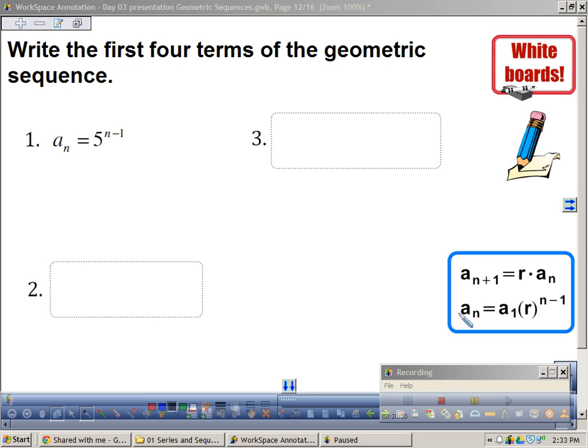But you should be asking me, well, then where's a sub 1? Half of you are saying 0, half of you are saying 1. 0 times anything is 0. So this should be rewritten a to the n. This sounds a little tricky, right? 1 times 5 to the n minus 1. It's there, you just can't see it. Okay?